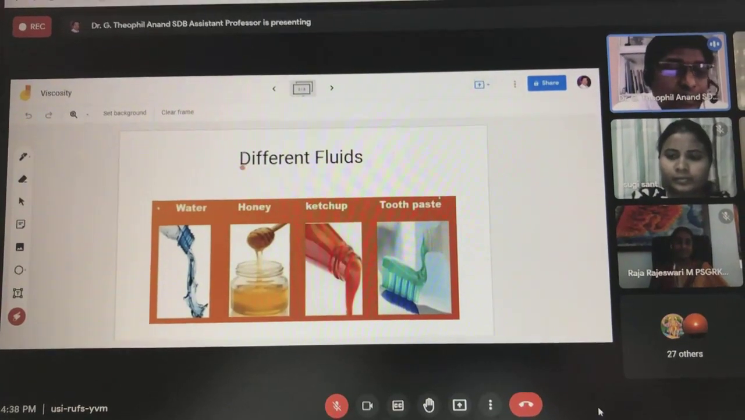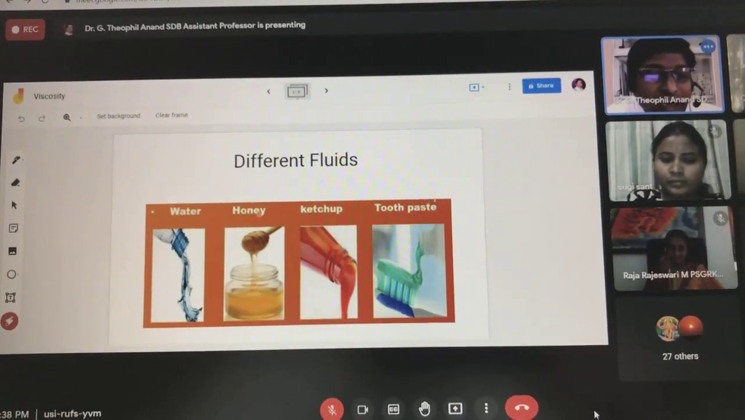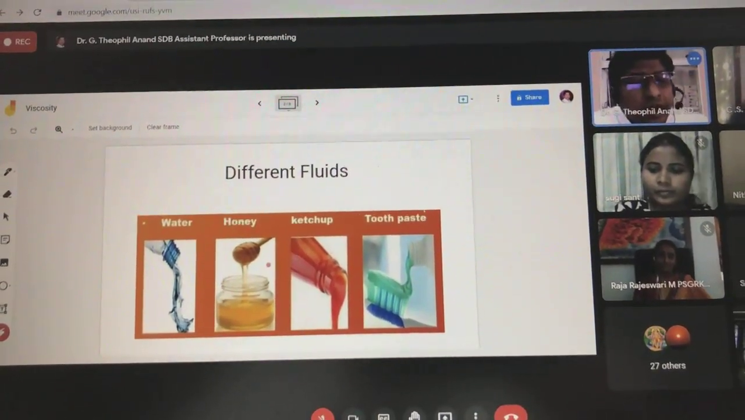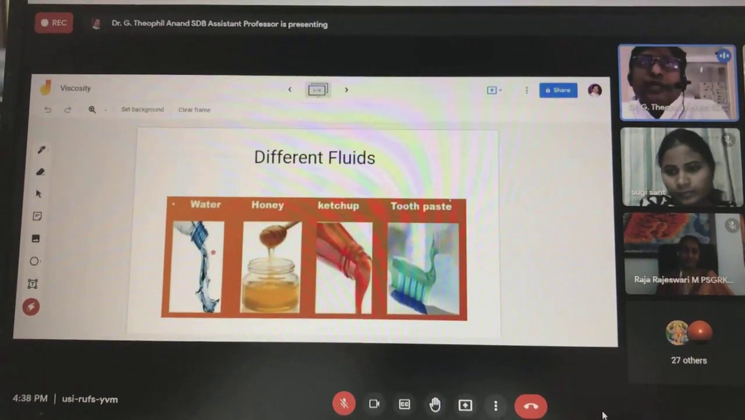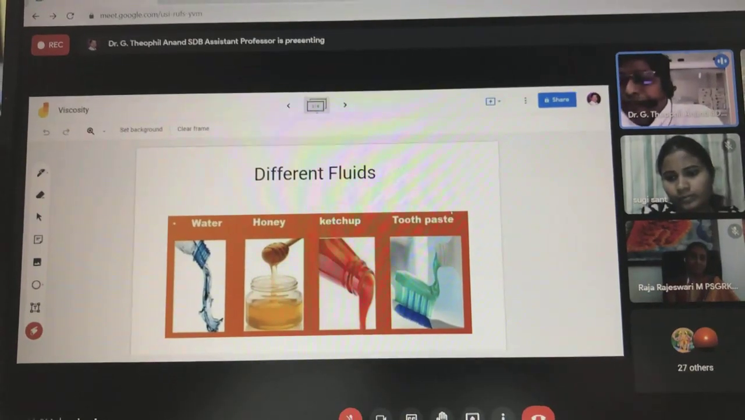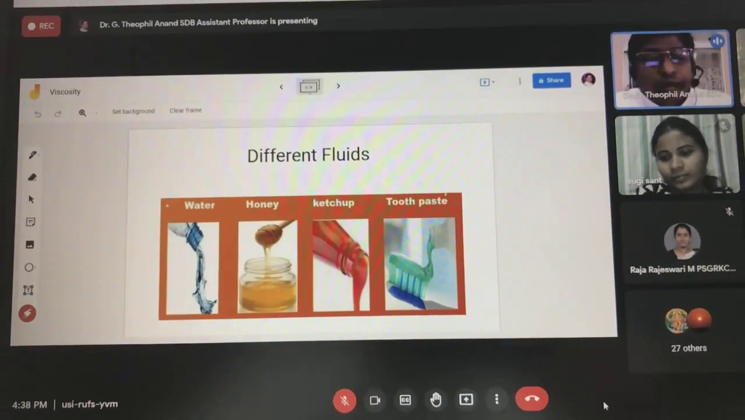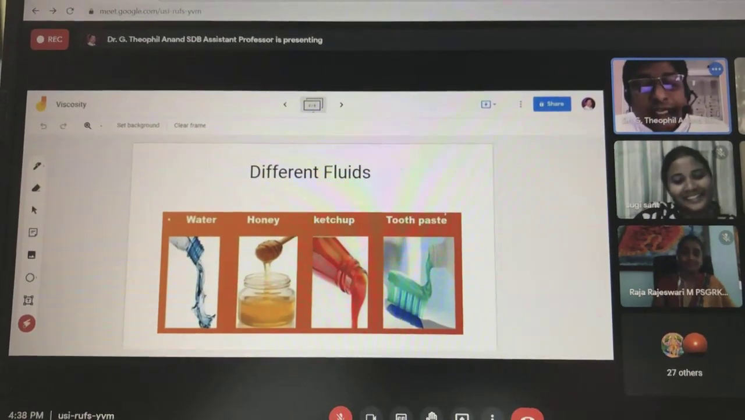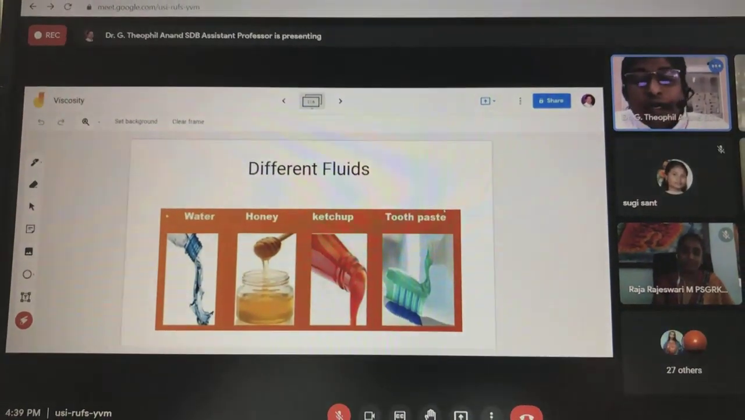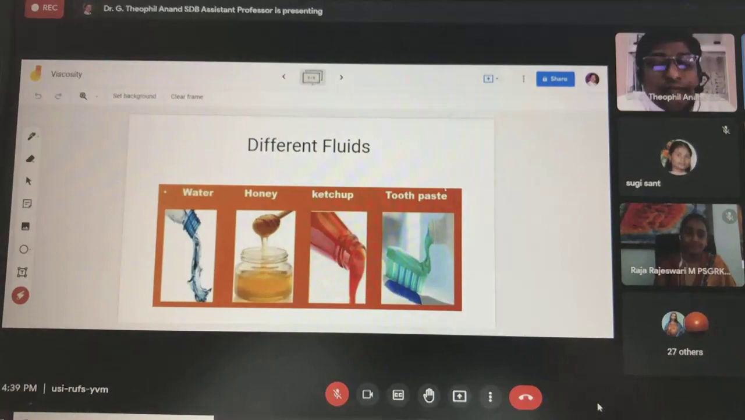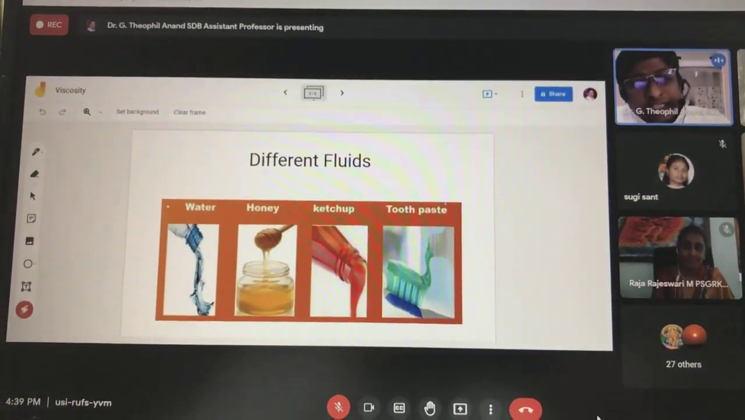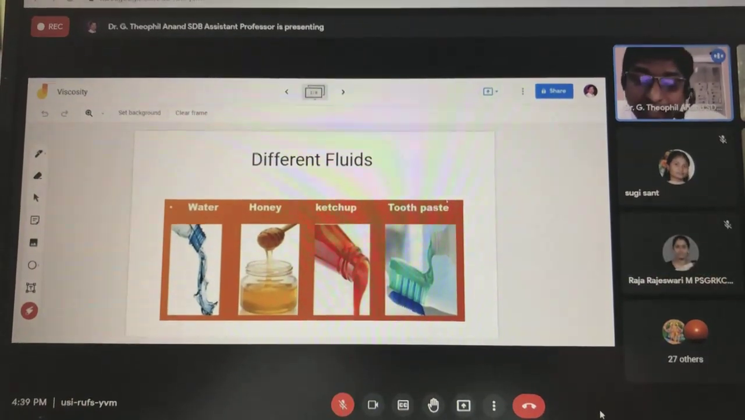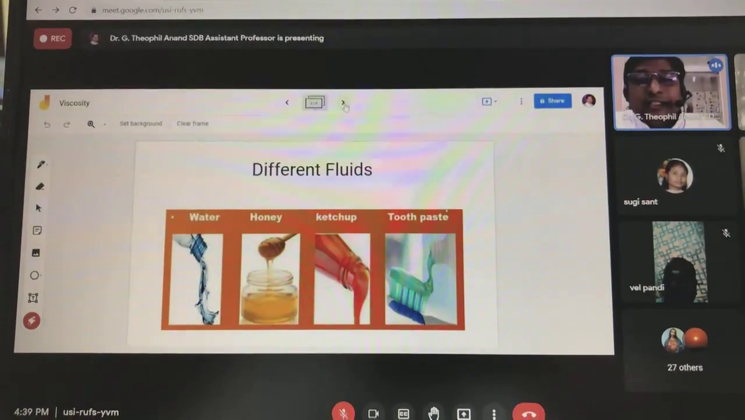We have here in the picture water, honey, ketchup, I mean sauce, then toothpaste. All these different fluids will have different viscosities. So tell me, a liquid with high viscosity, will it move slowly or move fast? Slowly. Slowly, very good. The same way, a liquid with low viscosity will move faster. Okay, so that is said.